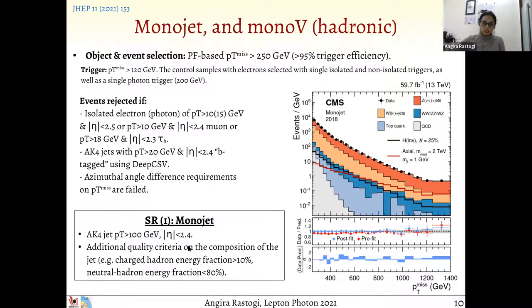So now, once all these events are selected, we divide them into three different signal regions. First is the monojet signal region, which is selected with an AK4 jet of pT above 100 GeV, along with some additional quality criteria. So here is a distribution of MET in the monojet signal region in 2018.